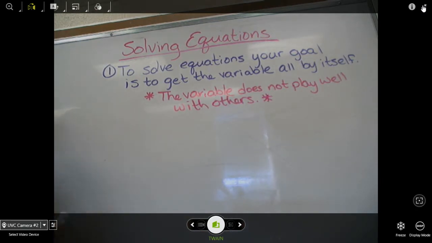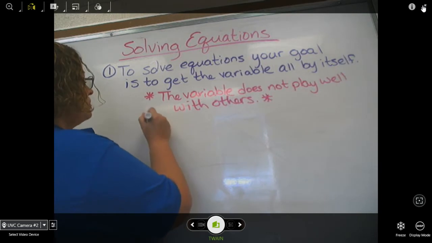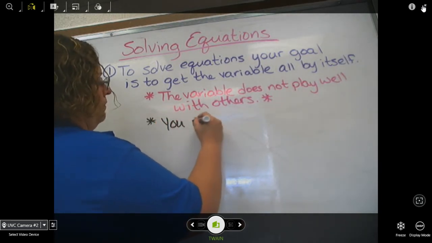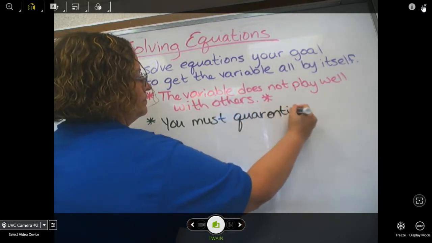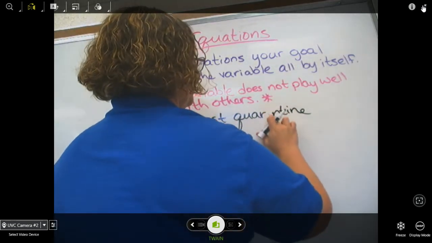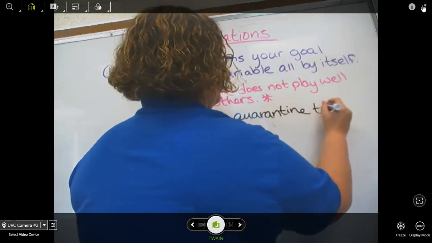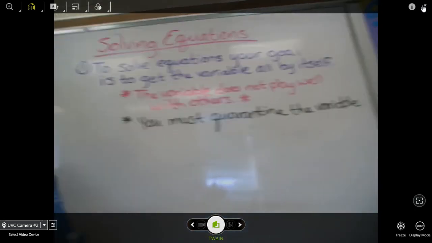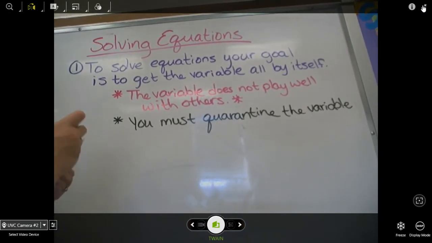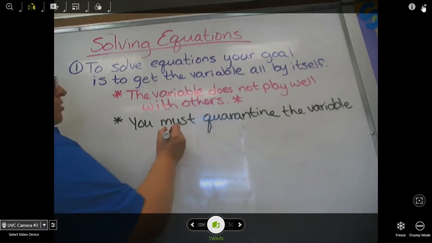Or, right now, what we're going through, we could say that you must quarantine the variable. We are quarantining the variable. It has to be quarantined, plain and simple. Can't be with anybody else. It has to have social distancing.